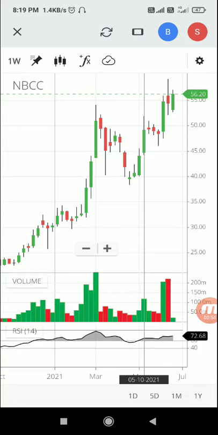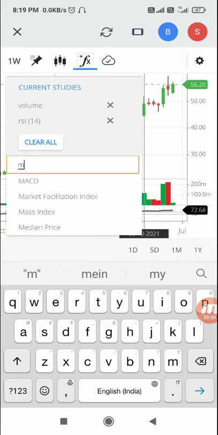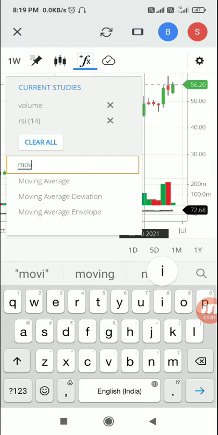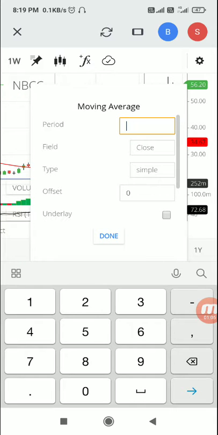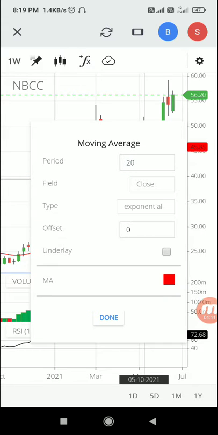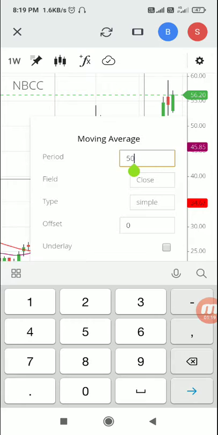So the next thing which you should be adding is moving average. So just type it, moving average. The first moving average which you should be entering is the 20 moving average, and in type you should be entering exponential, and whichever your favorite color is, you can enter that. Now I'm going to add the 50-day moving average.